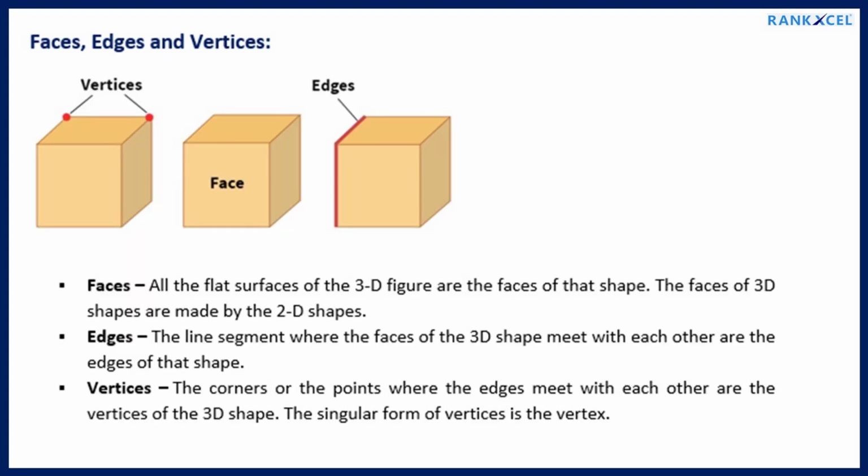Faces, edges and vertices. Faces: all the flat surfaces of the 3D figure are the faces of that shape. The faces of 3D shapes are made by the 2D shapes. Edges: the line segments where the faces of the 3D shape meet with each other are the edges of that shape. Vertices: the corners or the points where the edges meet with each other are the vertices of the 3D shape. The singular form of vertices is the vertex.